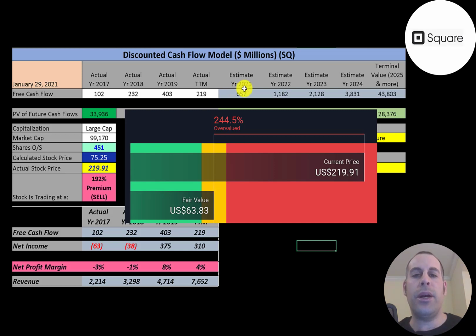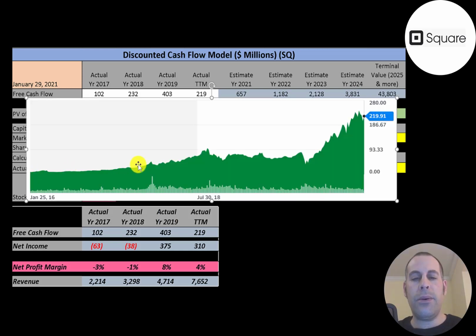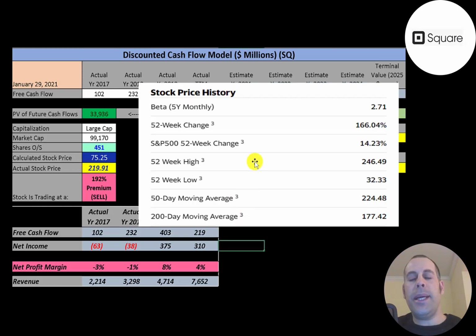And I think I was pretty aggressive with their future free cash flow growth, but my calculated stock price is not even close to where they're trading at. The stock didn't grow much for a few years, but for the past 6 months, the stock has done really well. This company has a really high beta, 2.71, so the stock moves almost three times the market. And Square has gone up 166% in the past 52 weeks, much better than S&P 500. The low was 32, the high was 246.